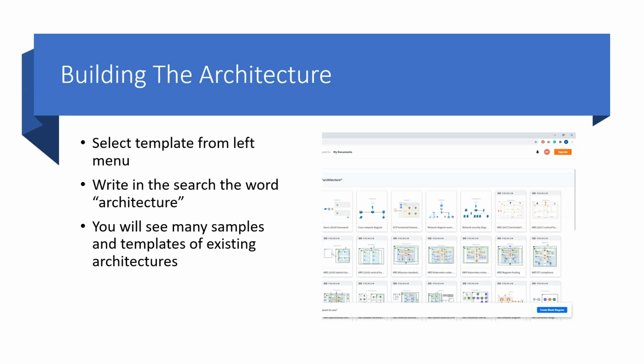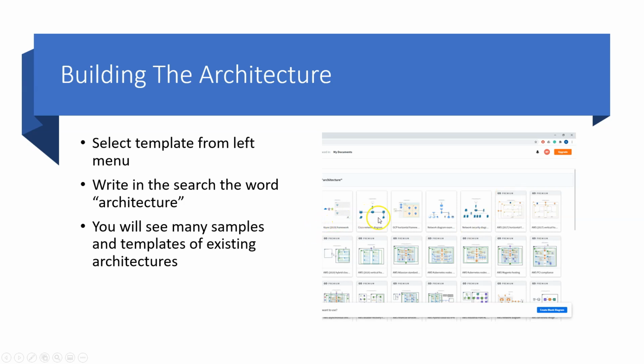The software has templates on the left menu. You select templates, and from there you can write the word architecture in the search, and it will show you all the architectures. You can see that I wrote the word architecture here, and those are the list of architectures. Now some of them are under premium. When it says premium, that means you have to pay for the version. I don't want you to do that, so forget about that. Just use whatever is available for free.